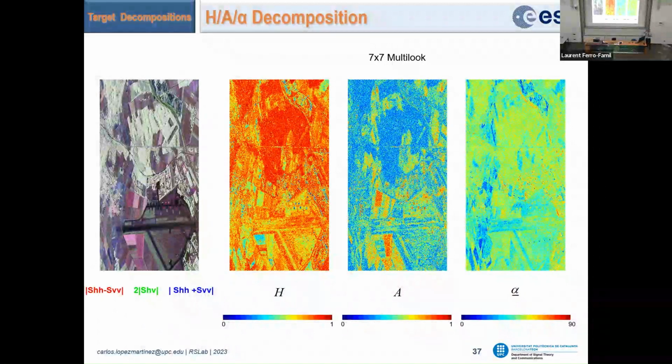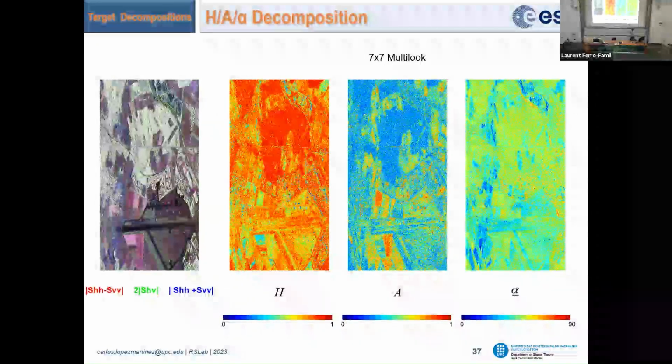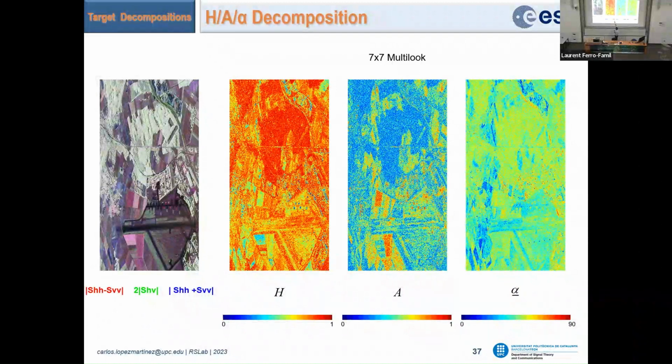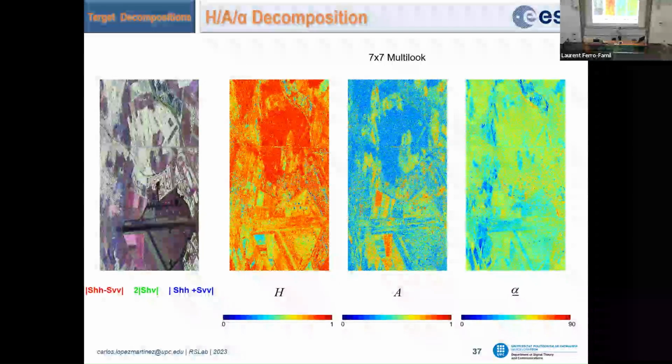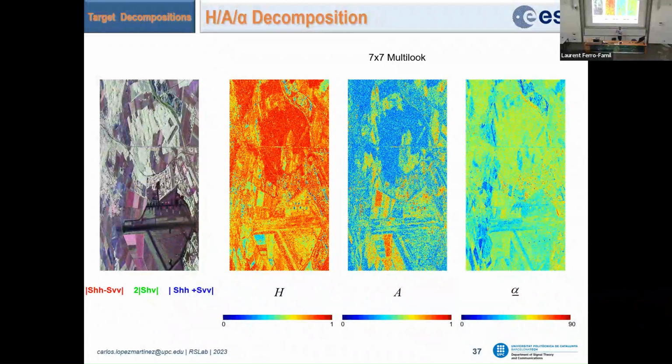Corner reflectors, remember, it's diagonal. It's matrix 1, 0, 0, 1. So that means alpha equal to 0. Okay, and if you go to that image in here, you will see that they are entropy 0. So you can detect from this image the presence of point targets. Okay, you will see a lot of point targets in the urban area. Yes, because they are super strong canonical scattering mechanisms. Okay.